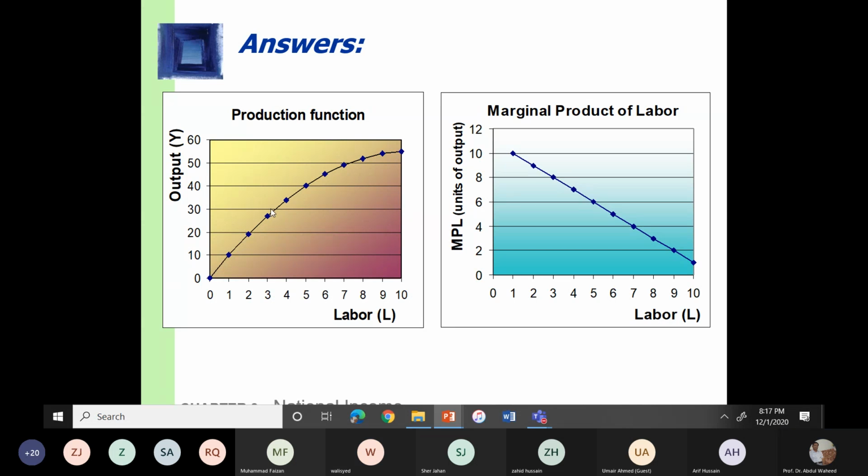So this is the production function, called the total product curve. This is called the marginal product curve.